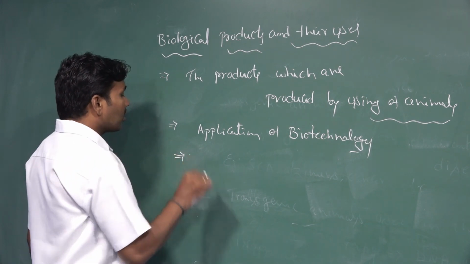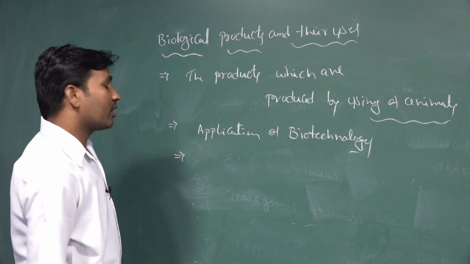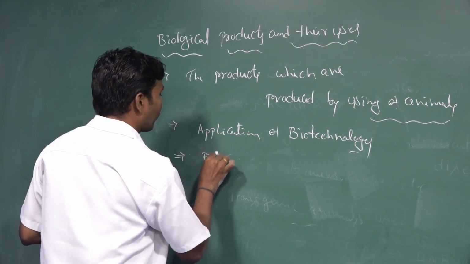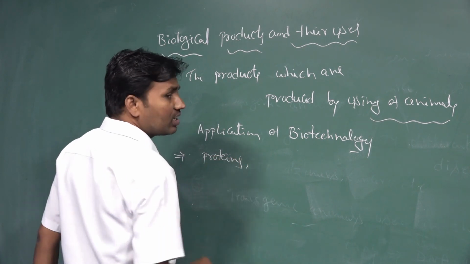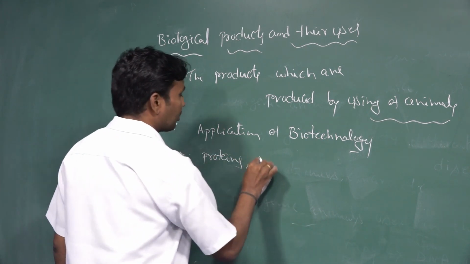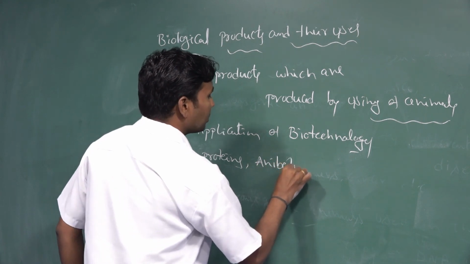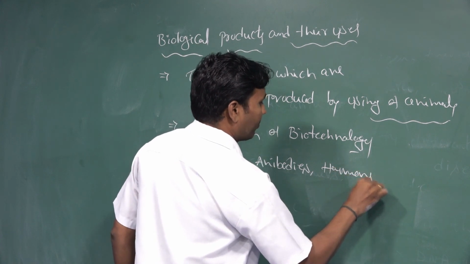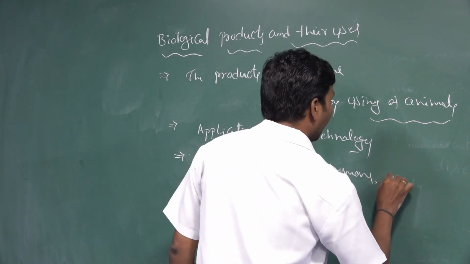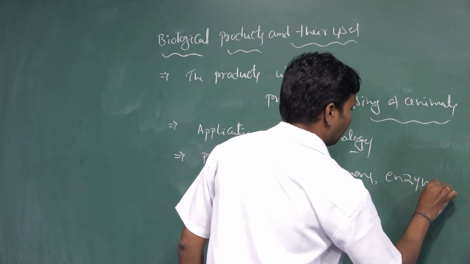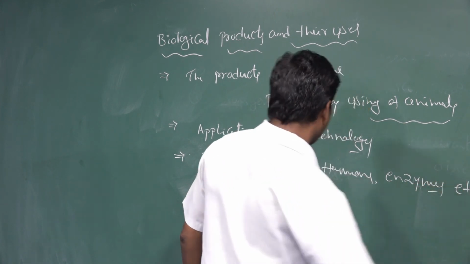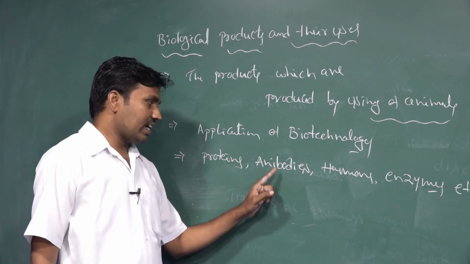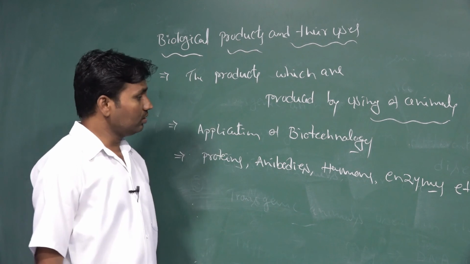Generally, what are the products that come under biological products? They are proteins. That means therapeutic proteins, antibodies, hormones, enzymes, etc. So these are the different types of products we produce on an industrial scale by using animals.